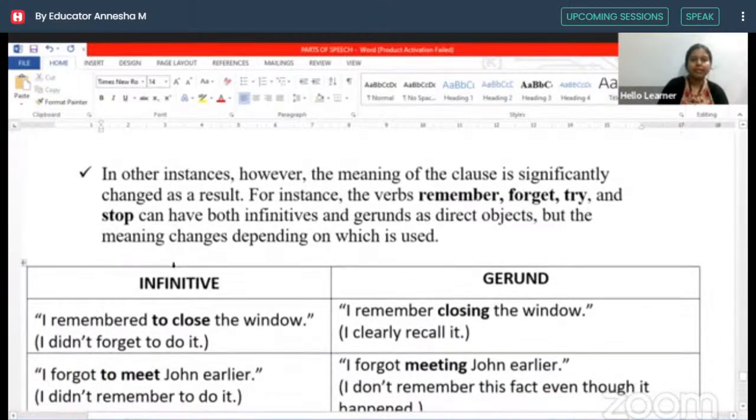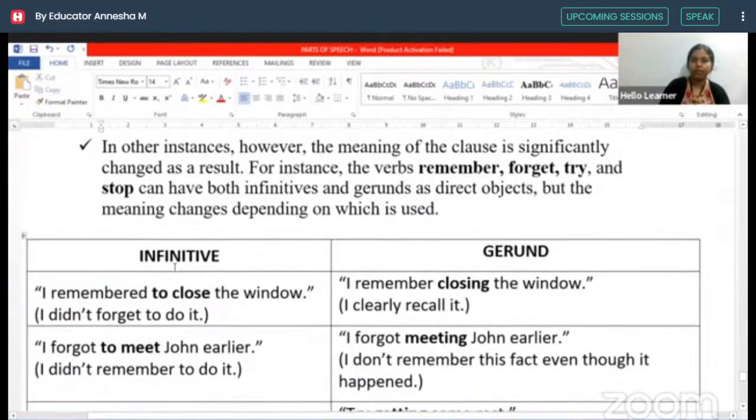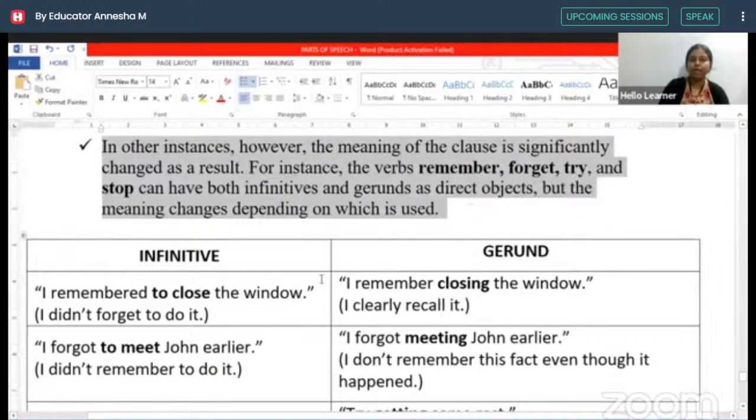It is telling us that in other instances, however, the meaning of the clause is significantly changed as a result. For instance, the verbs remember, forget, try, and stop can have both infinitives and gerunds as direct objects, but the meaning changes depending on which is used.